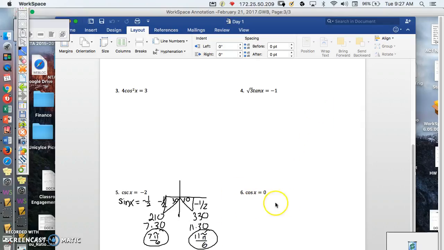And where's the cosine of x equals 0? Well, once again, cosine is our x value. So 0 and 1, 0 and negative 1, because here's our cosine right there, is the x. So we got 90 degrees and 270. Well, 90 I know is pi over 2. So 1, 2, so this is 3 pi over 2.